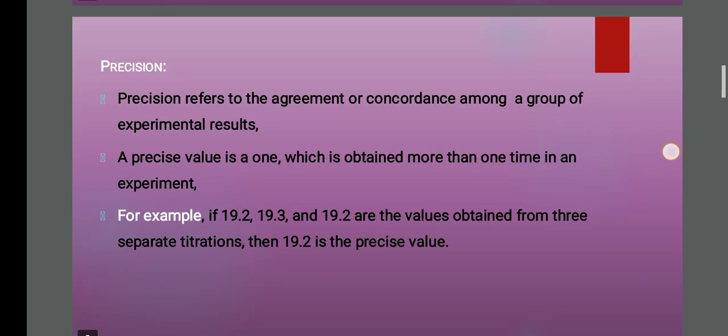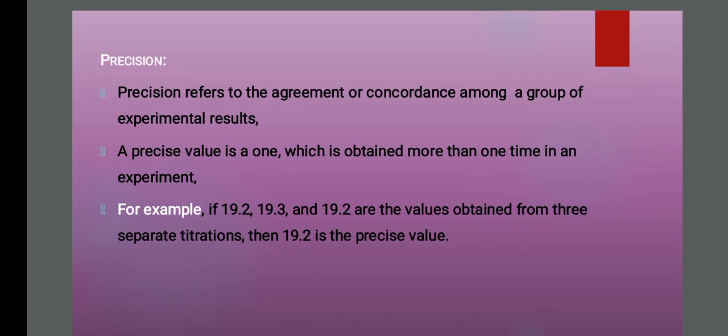First we can see what is said to be precision. From the term itself you can understand, precision is a very concordant value among the given values. I'll repeat: precision refers to the agreement or concordance among a group of experimental values. If you have a group of experimental values, a precise value is a value which is being repeated one or more times.